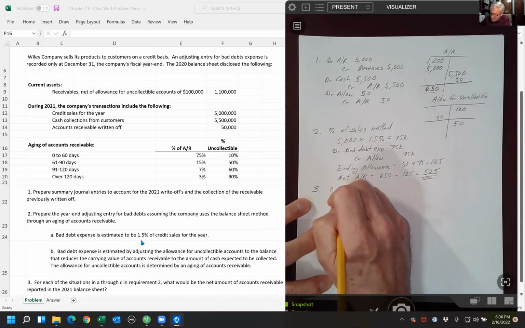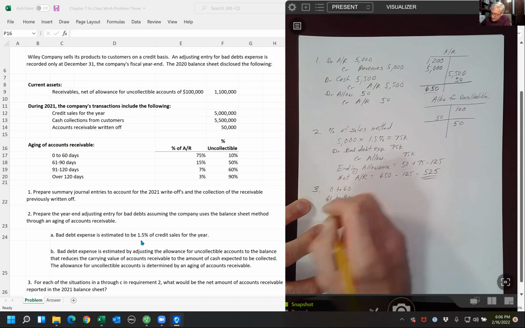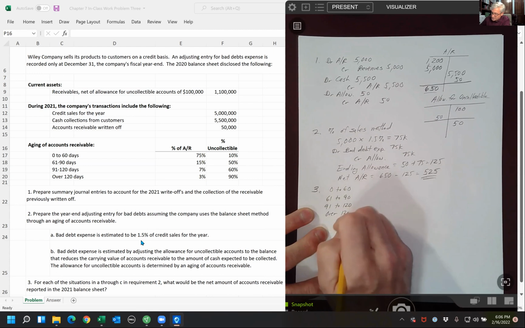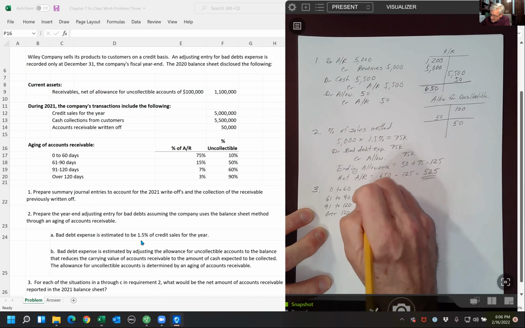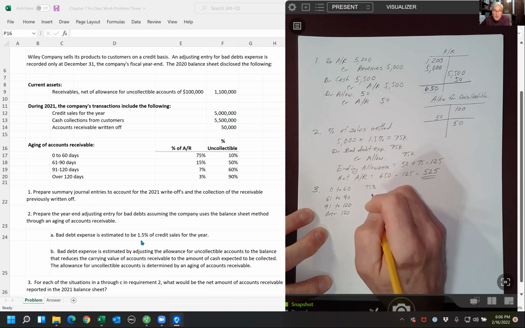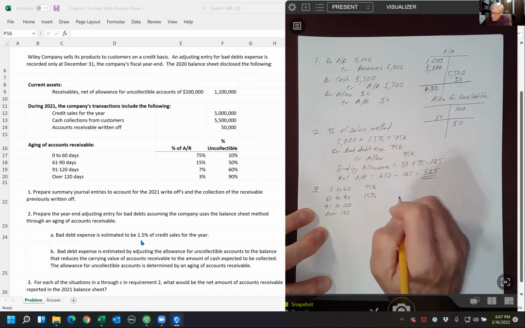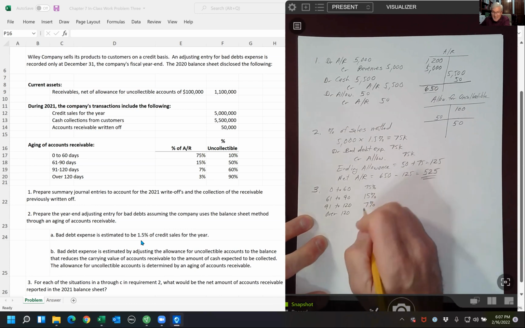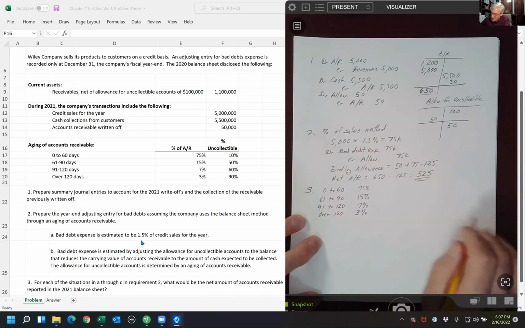So we got 0 to 60, 61 to 90, 91 to 120. These are days, and then over 120. And for this problem, 75% of our receivables are current within that time, 0 to 60. 15% are 61 to 90. 7% are really getting old over 90 days, and 3% are, you know, deadbeats, if you will.